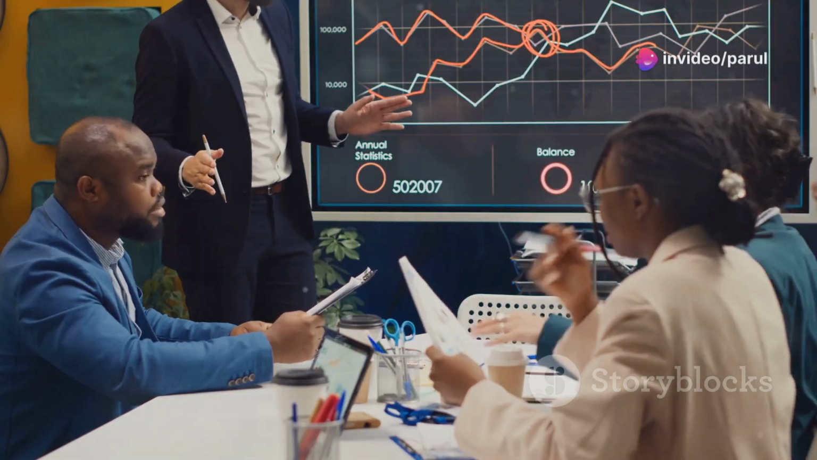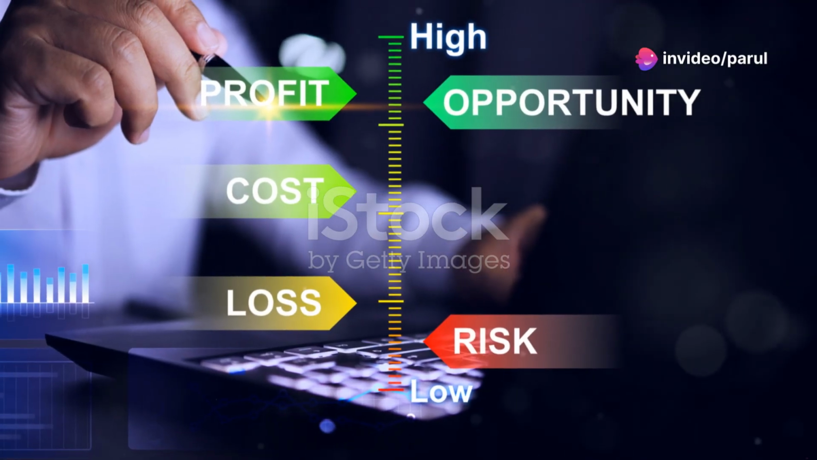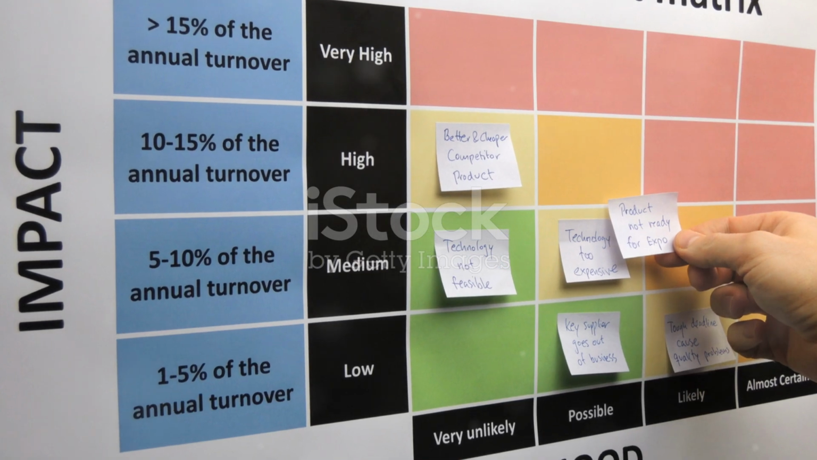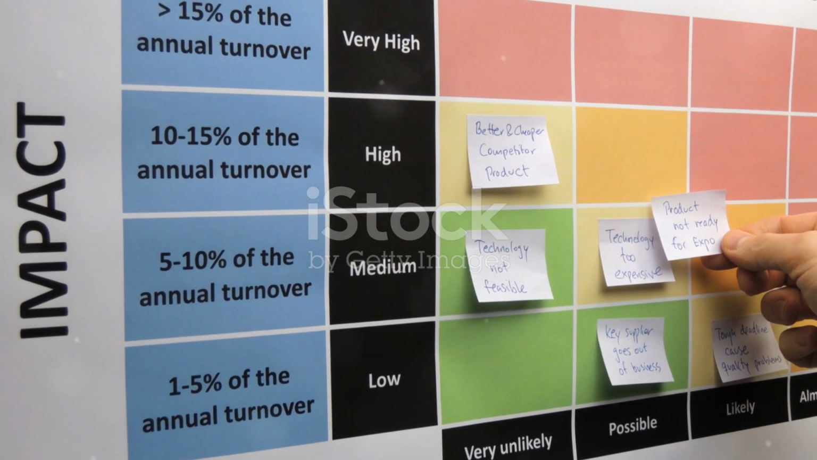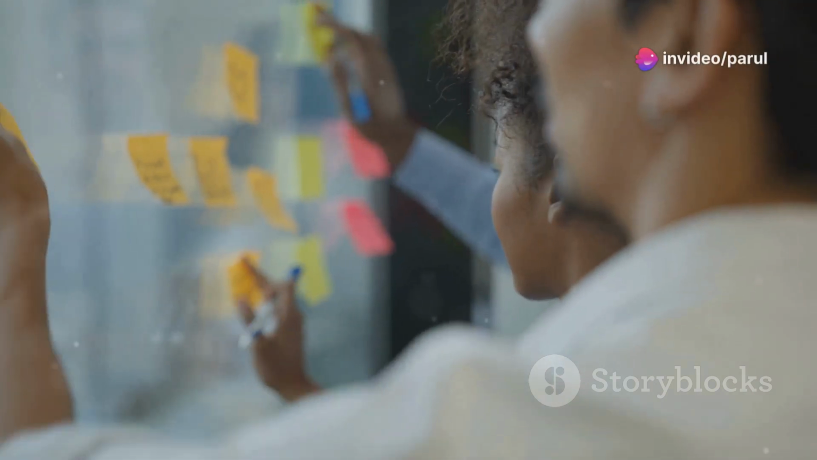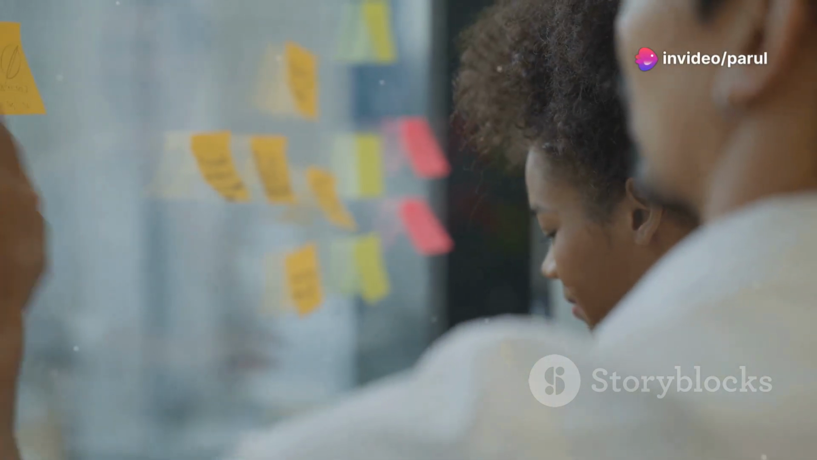One common method for assessing risk is to use a simple matrix. On one axis you have the likelihood of the risk occurring ranging from low to high. On the other axis you have the potential impact of the risk, also ranging from low to high. By plotting each identified risk on this matrix, you can quickly visualize which risks pose the greatest threat to your project.